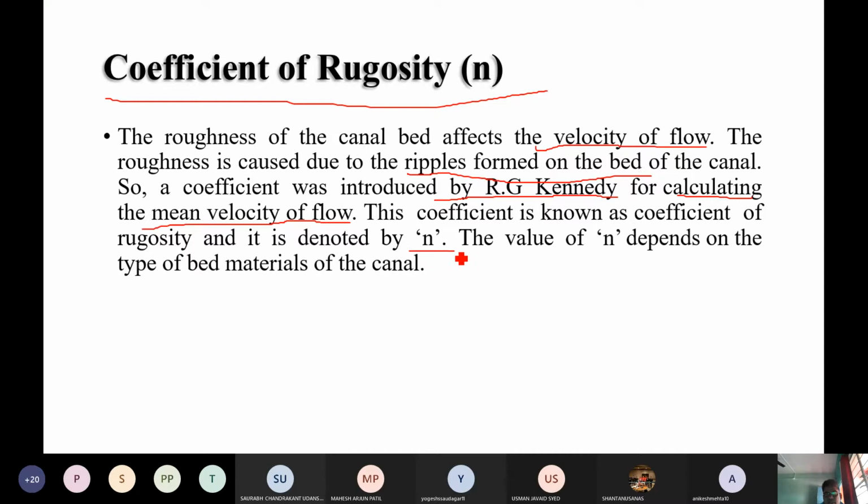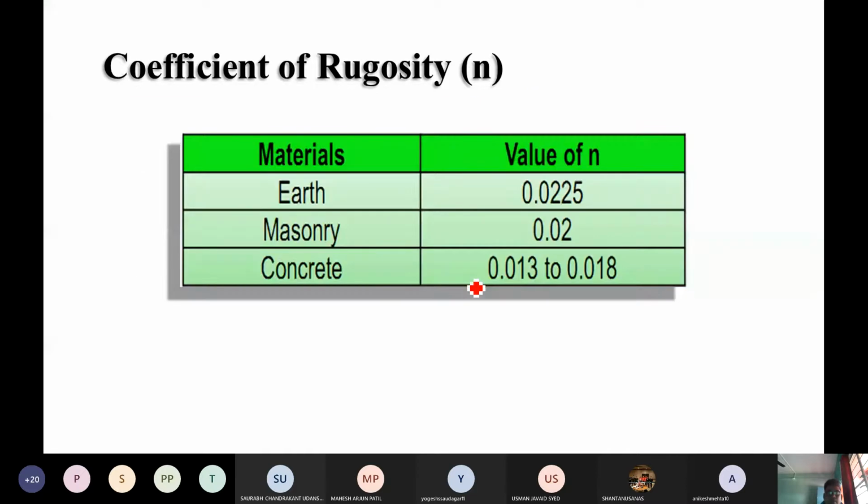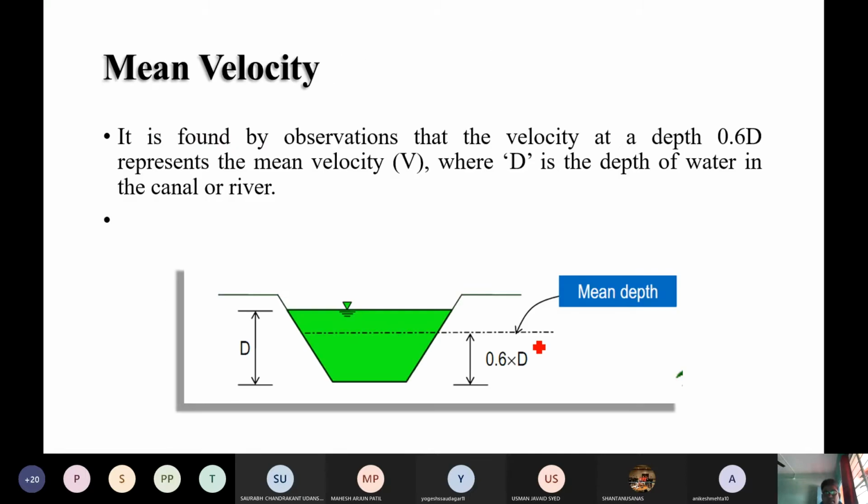It is denoted by the symbol n, but the n parameter depends upon the type of bed material of the canal. Its n values: for earth, it is 0.0225. For masonry it is 0.02, and for concrete it ranges from 0.013 to 0.018.